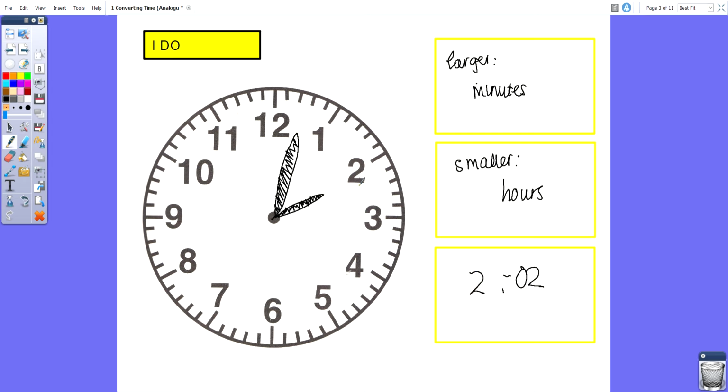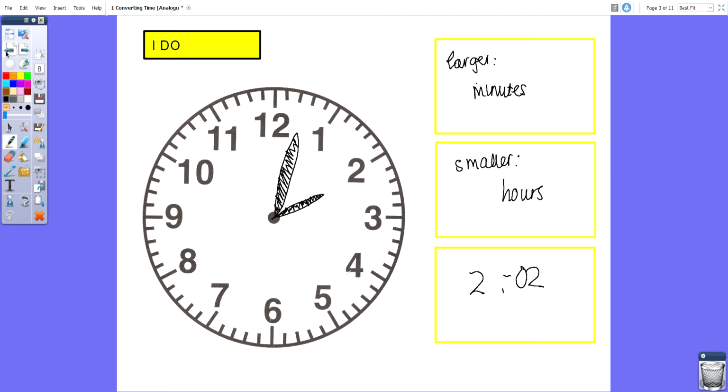2:02. Now in analog time, we usually use AM or PM to tell us whether it's morning or it's past midday, so it's afternoon, evening or night. But because we don't know whether this is AM or PM, I'm just going to leave this as 2:02 because we don't have any more information to tell us what it's going to be.